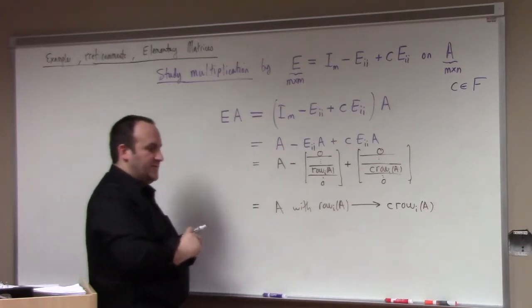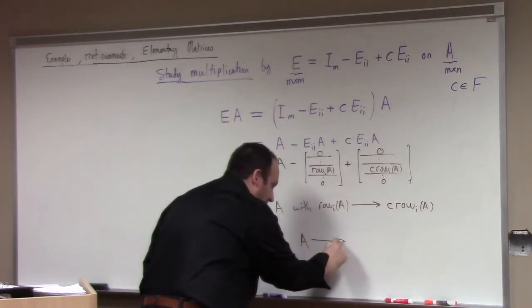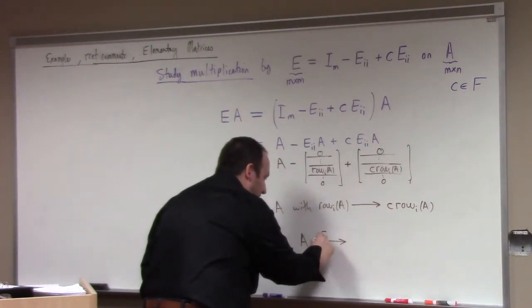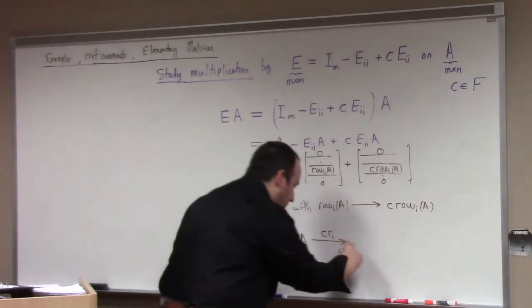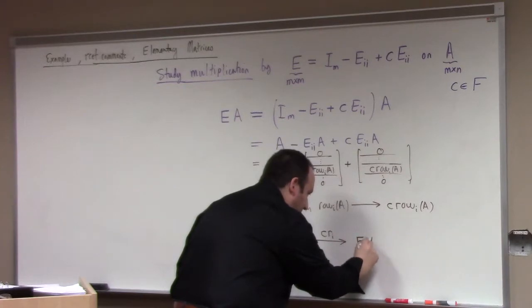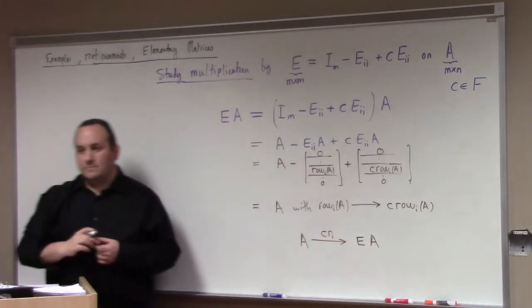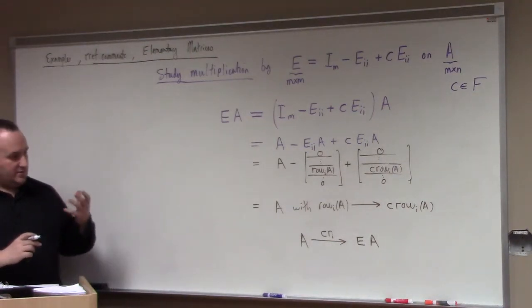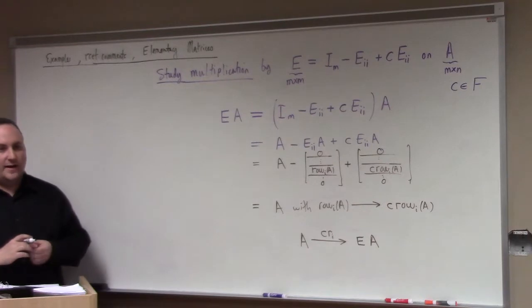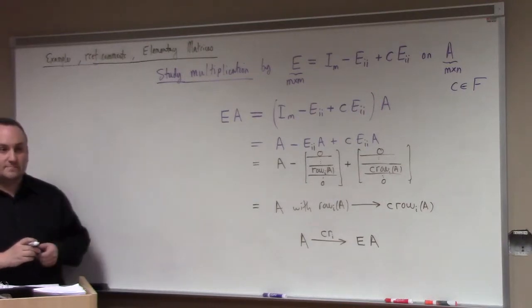Let me put it in symbols for us. What we have then is if we take A and we do the row operation of c times the ith row, that gets us to E times A. So the non-scalar multiplication of a row, I can accomplish that elementary row operation with multiplication on the left by E.